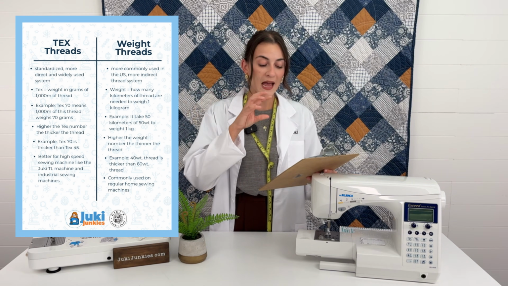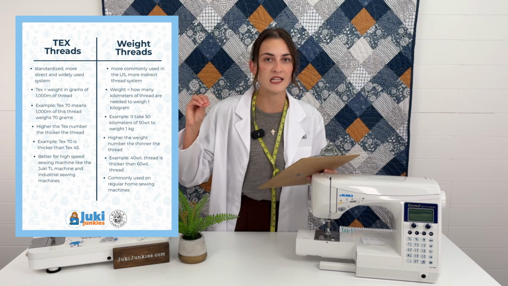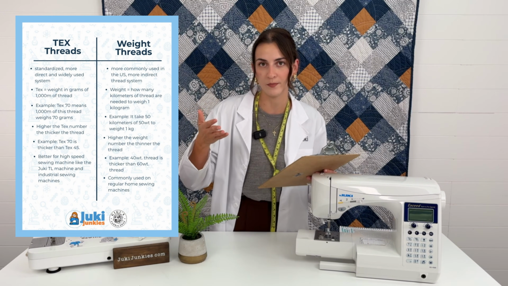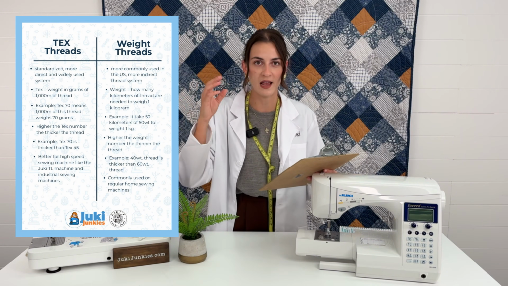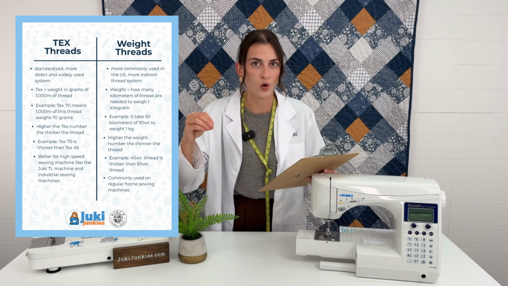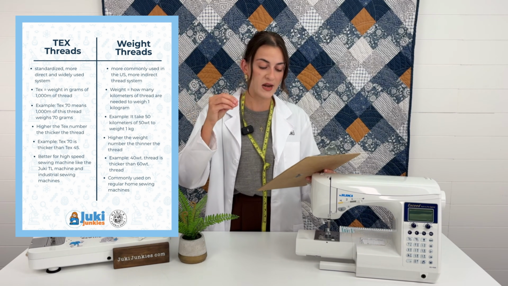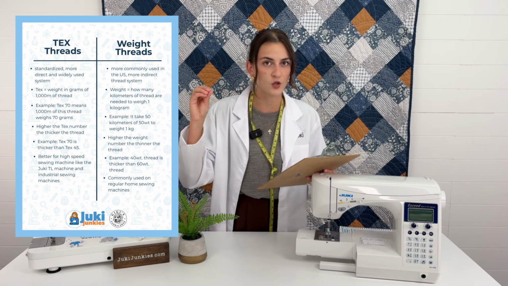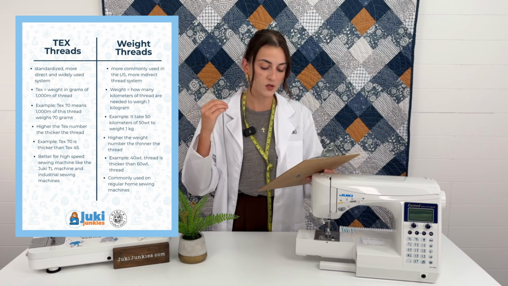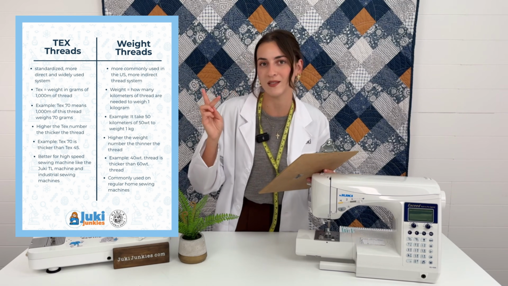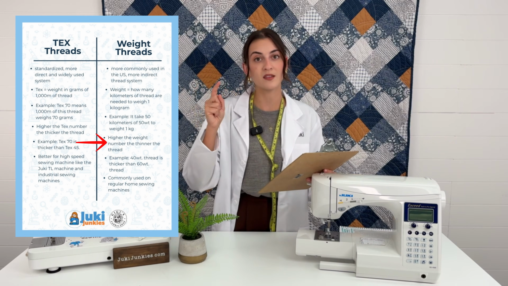So it measures how many kilometers of that thread need to equal 1 kilogram. That's how weight is measured. So think about it. Thinner thread needs more, right? So that's why the 60 weight needs 60 kilometers to weigh 1 kilogram. So that's why in this system it's opposite. The higher the number, the thinner the thread.